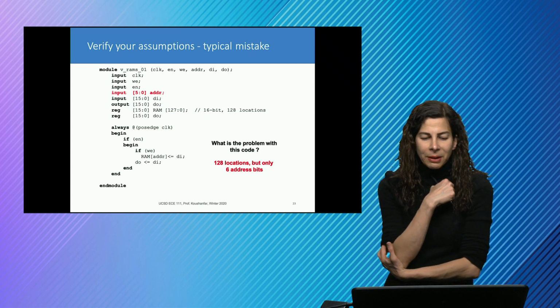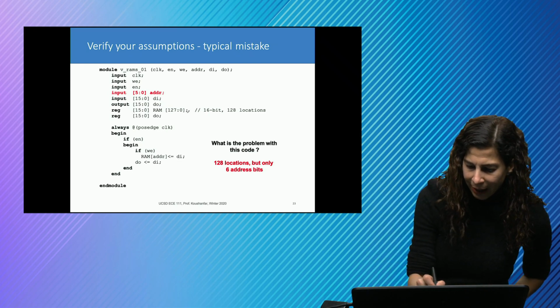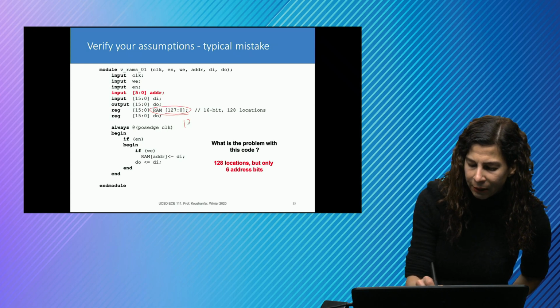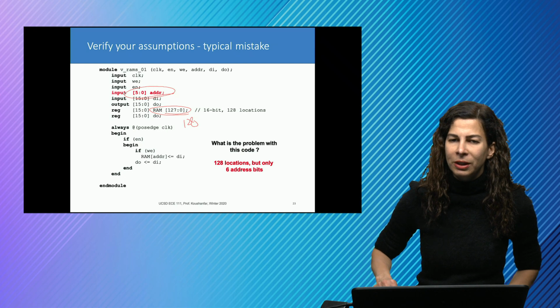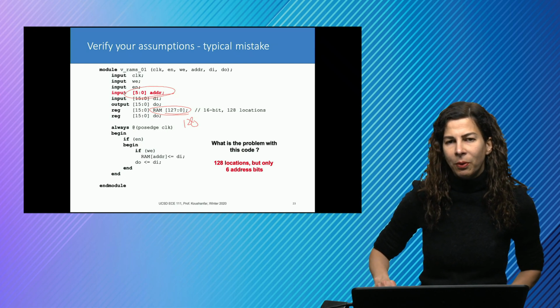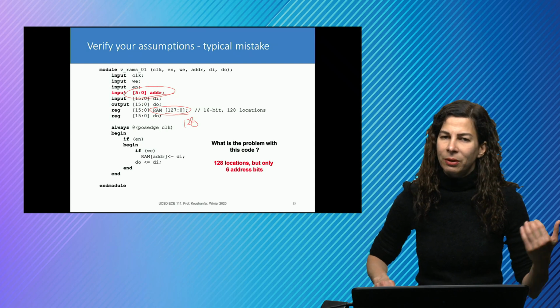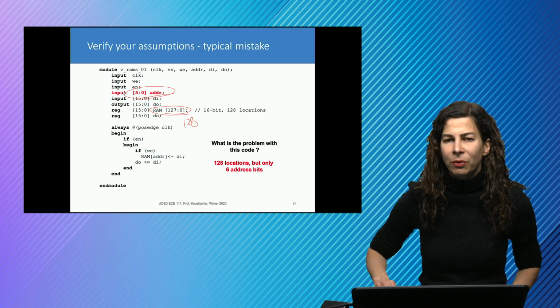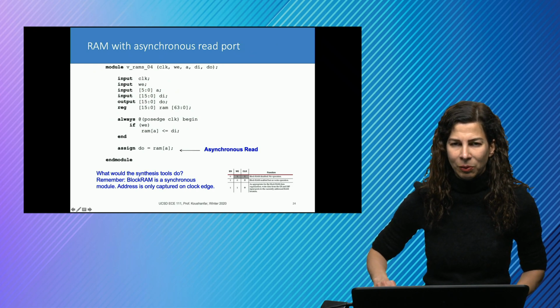So the problem with this code is that, as you've seen here, we have 128 locations, but here the address is only going to point to 6 bits, and this is going to be a problem. So you need to verify your assumption about the memory before making it, to avoid typical mistakes such as this one.